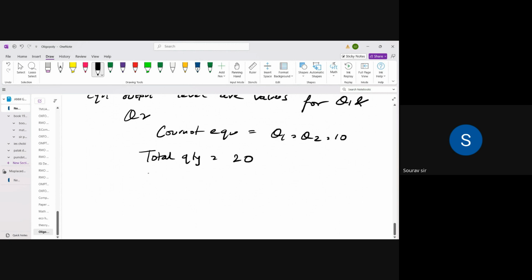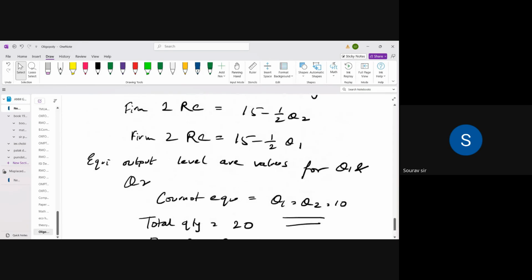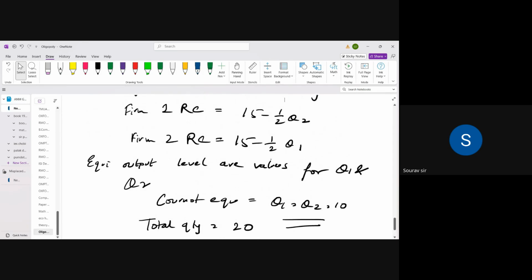So the equilibrium market price is what? That is 30 minus Q. How did we get 10? When you solve these two equations, you replace Q2 in place of Q1. If you put the Q1 value from here, then it is the same equation. So you get Q1, Q2 as 10. Simple, just simultaneous equations.